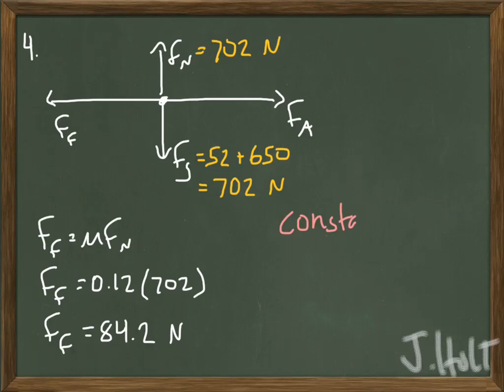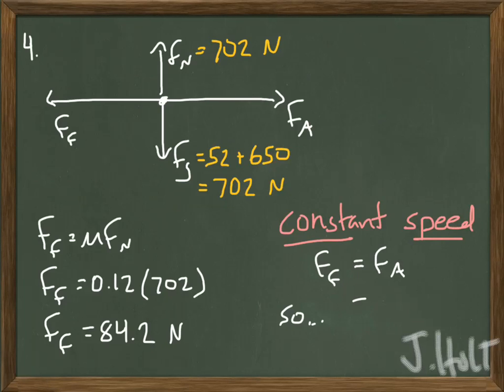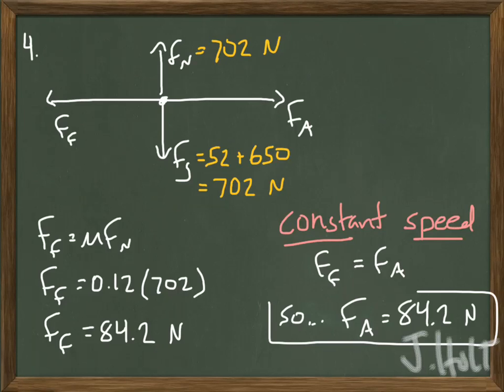So, we're pulling this thing at constant speed. We need to think about what that means. If you're pulling a sled at constant speed, that means 0 acceleration. So the forces are going to be equal on both sides. The force of friction is going to equal the applied force. Well, we know the force of friction, 84.2 newtons, so we also know the applied force, 84.2 newtons.